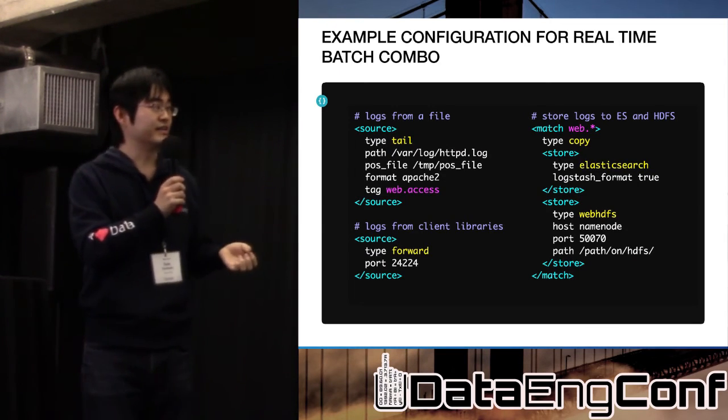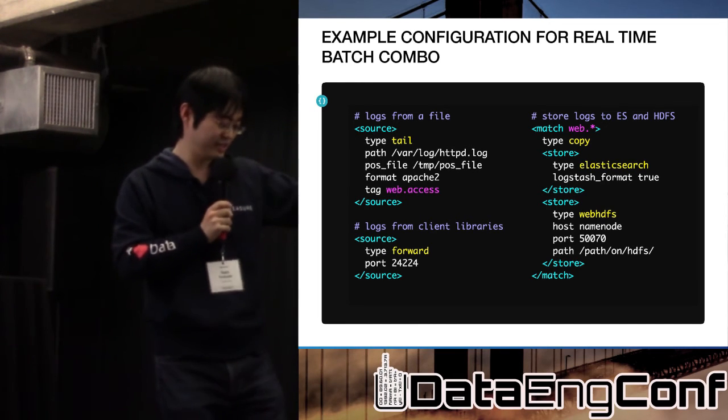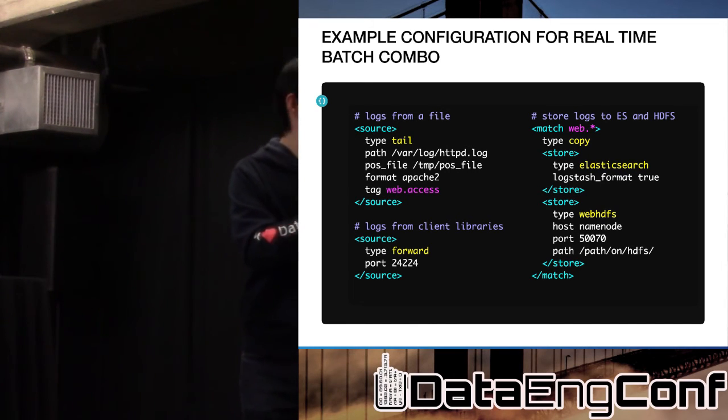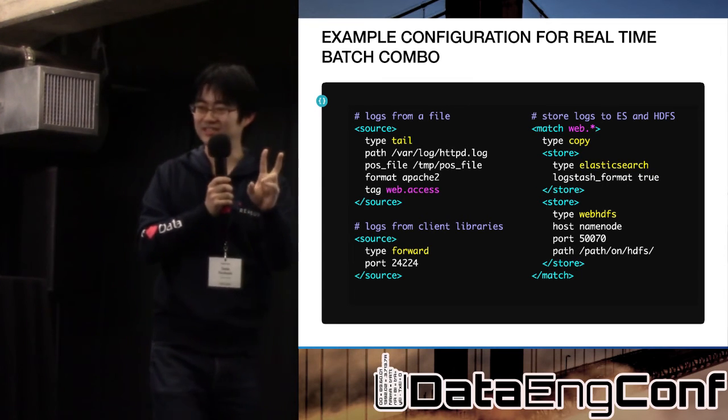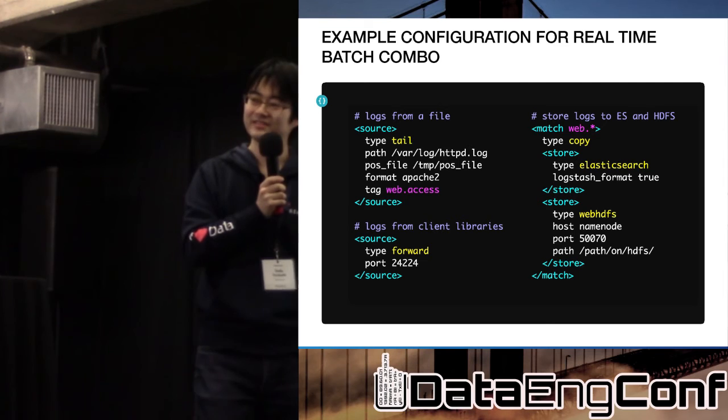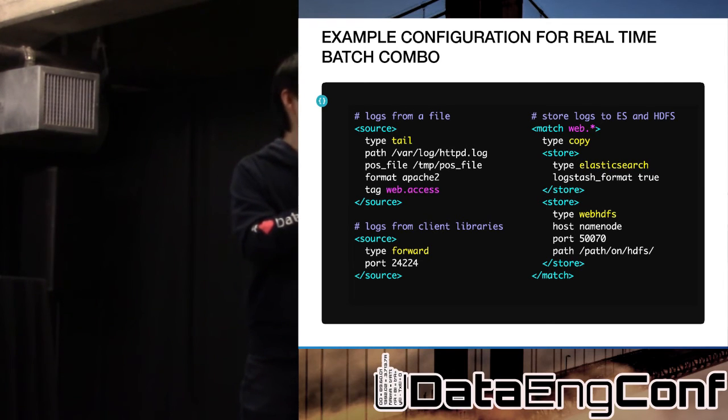This is an example configuration. So here, you have source and match. Those two, source and match, are the two major configurations. Source describes the input. Here you have two inputs. One is tail, tailing from a file.